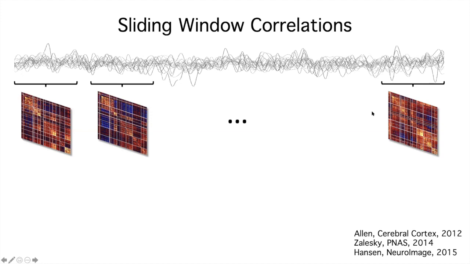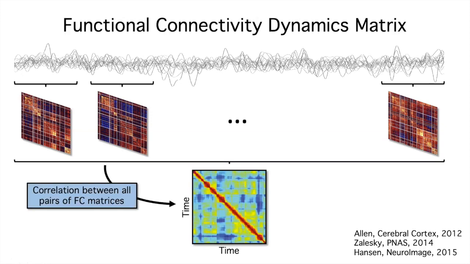There are many ways to look at these matrices. For example, we can visualize this by computing correlations between all pairs of these matrices. We end up with another correlation matrix shown here. Essentially this is a T by T matrix, where T is the number of sliding window matrices. Previous people call this the functional connectivity dynamics matrix.